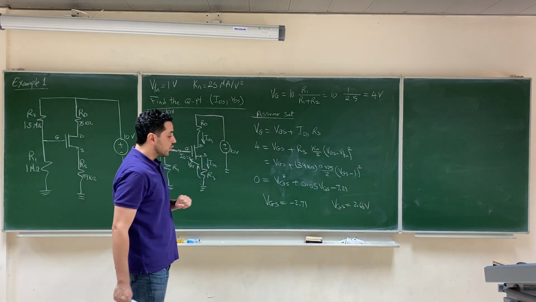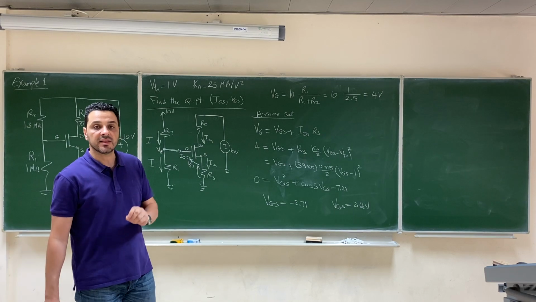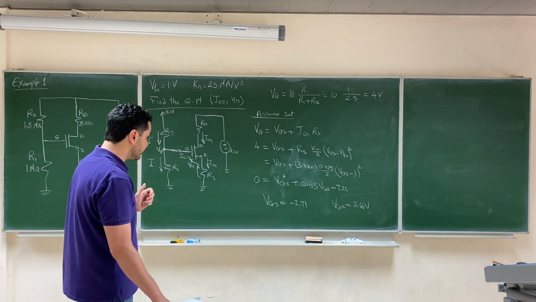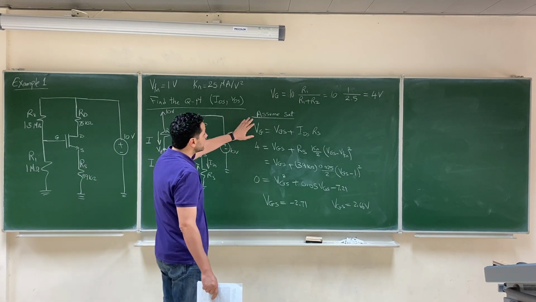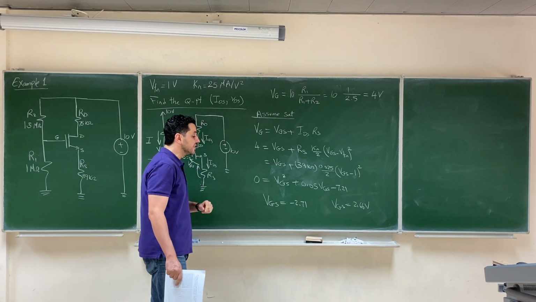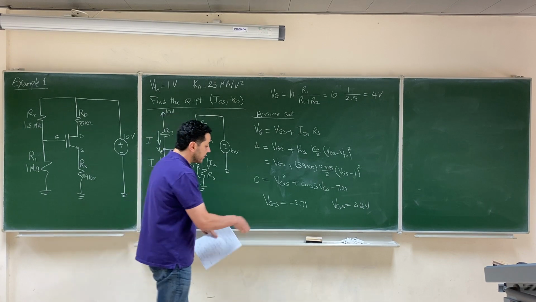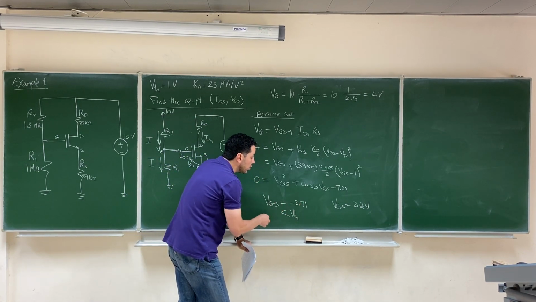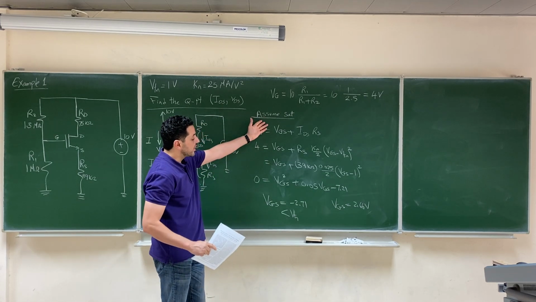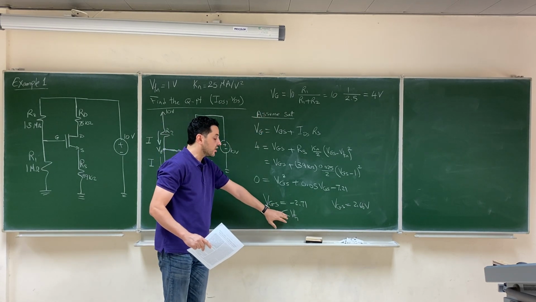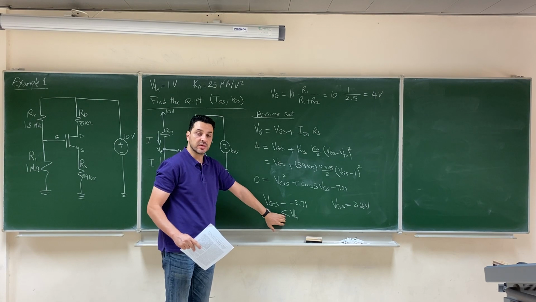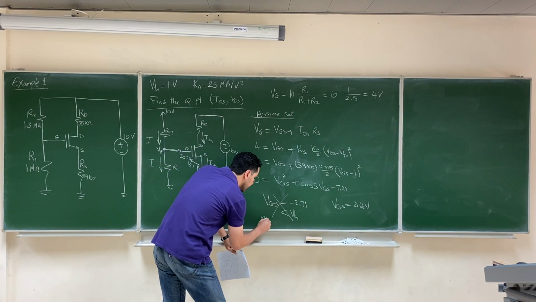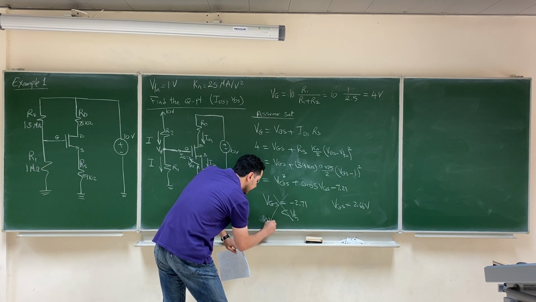When you look at these two roots, you will find that one of them is valid and the other one is not valid. For example, the transistor cannot be in saturation while VGS is negative, right? This VGS is less than V threshold. So this solution is not valid because we assume saturation. If we assume saturation, VGS cannot be less than V threshold, right? So we say that this solution is not valid or invalid.